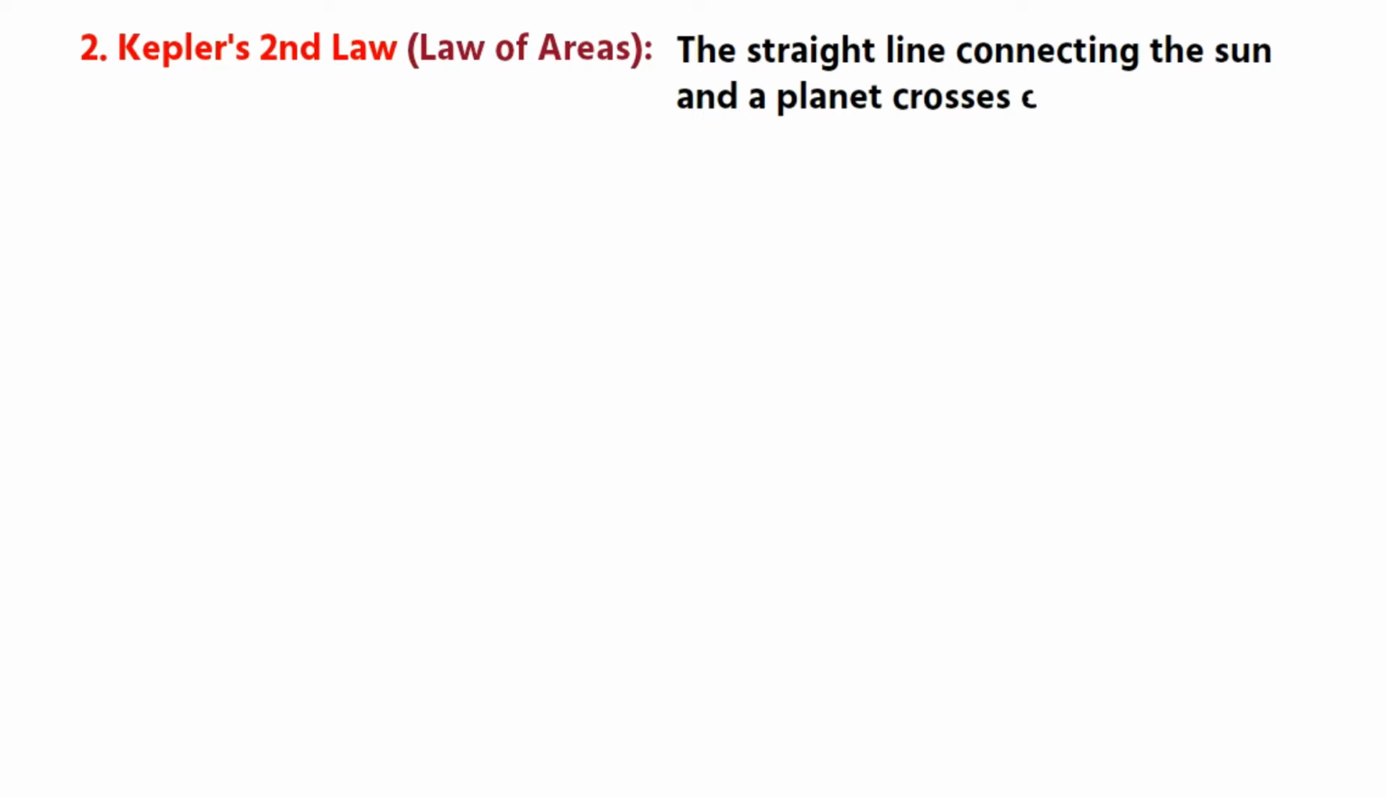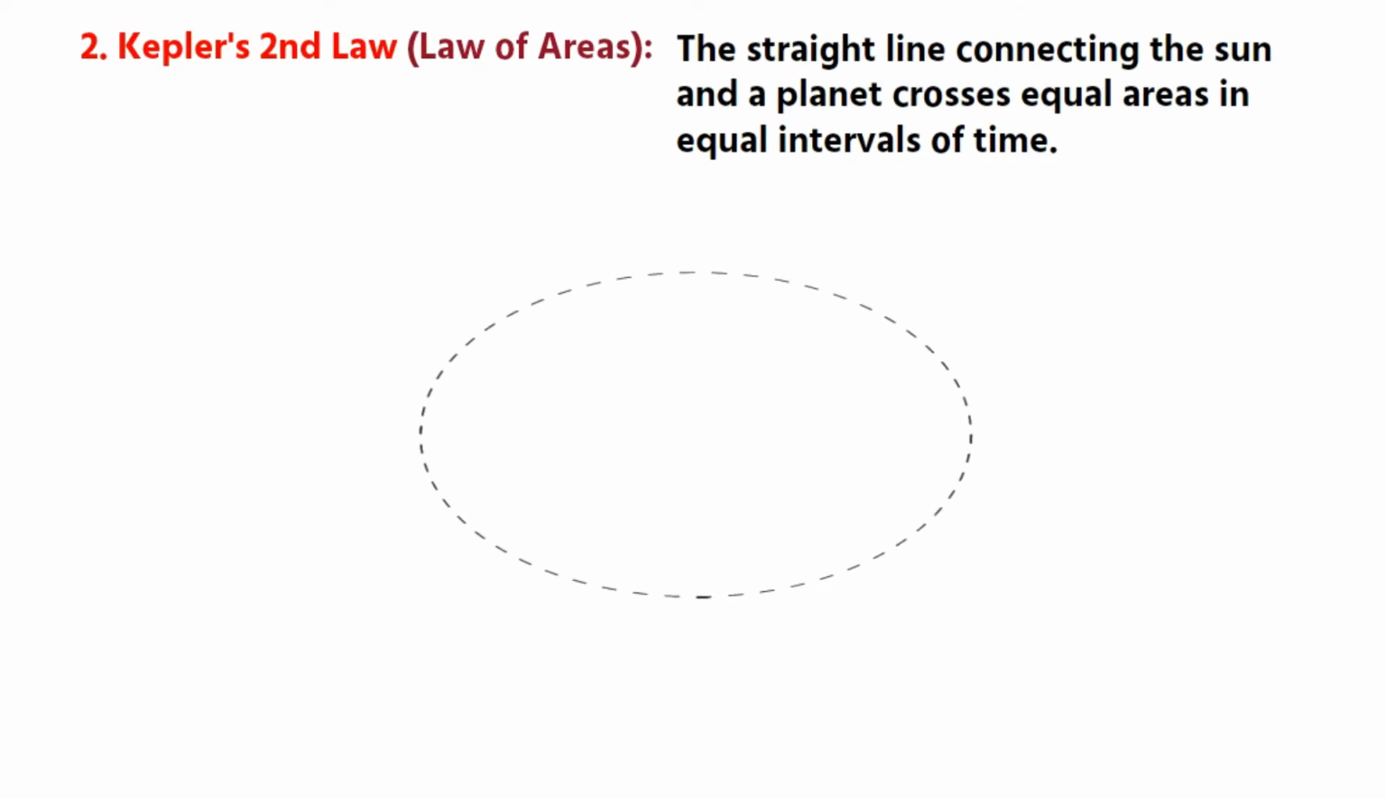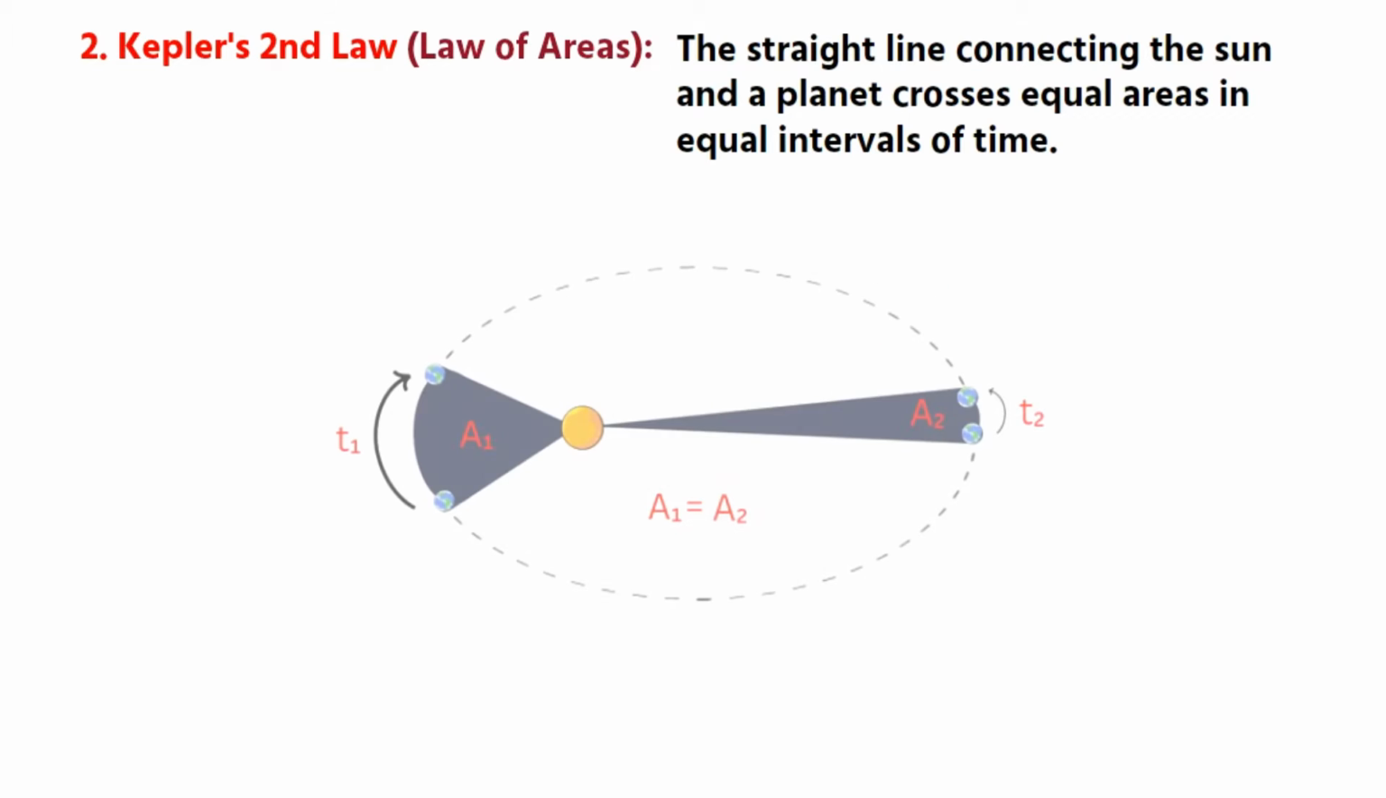Kepler's second law of planetary motion, also known as the law of areas. Kepler's second law states that the straight line connecting the Sun and a planet crosses equal areas in equal intervals of time. Basically, planets do not move with constant speed along their orbits, that is, their speed varies from place to place. So the line joining the centers of the Sun and the planet sweeps out equal parts of an area in equal intervals of time.